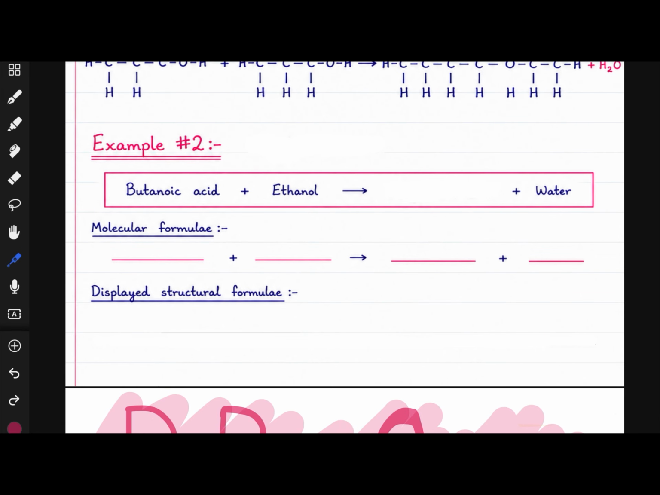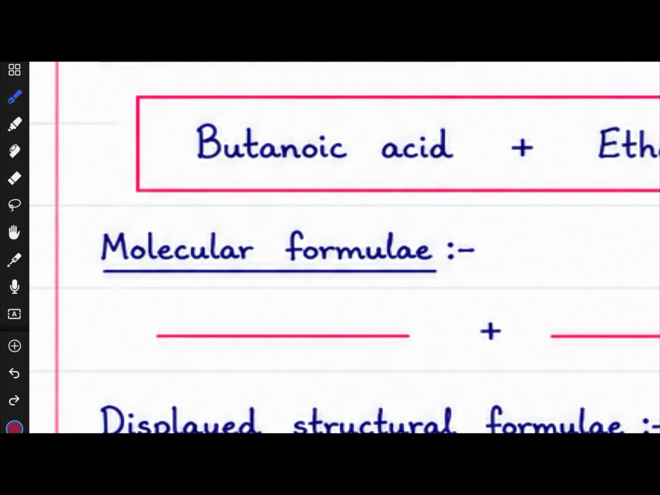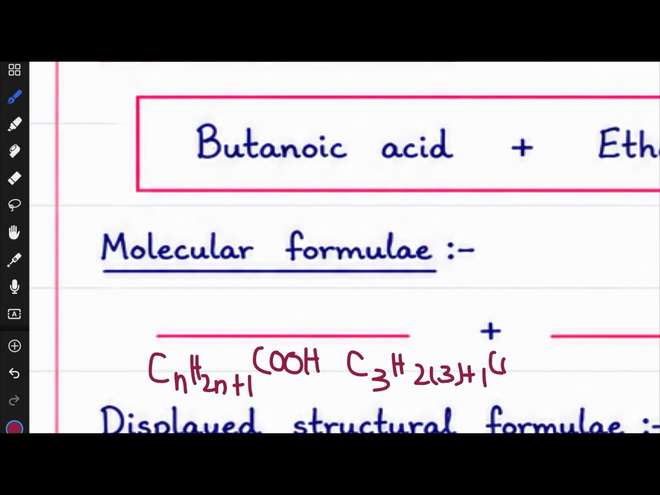Alright, so now let's solve it together. Firstly, let's write down the molecular formula of each compound. We have butanoic acid first, so let's write down its general formula, which is CnH2n+1COOH. n is taken as 1 less, so we're going to write C3H(2 multiplied by 3 plus 1)COOH. And so the molecular formula is C3H7COOH.